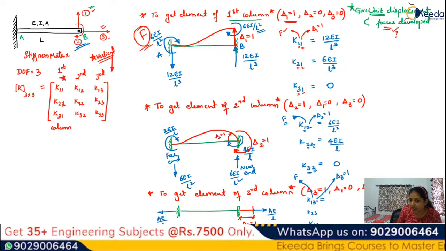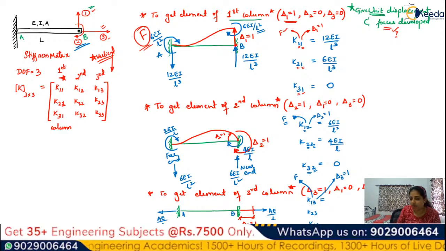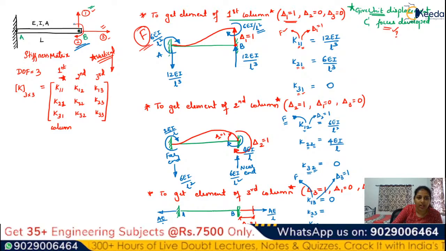So what is K13 meaning? Applying unit displacement in third coordinate and seeing what are the forces developed in the first coordinate. And what is first coordinate? Vertical reaction here. So at this point B, there is no vertical reaction developed because of this displacement. So force will be 0. So here it will be 0. Then again, what is 2, 3 meaning? Applying unit displacement in third coordinate and seeing what is the force developed in the second coordinate. What is second coordinate here? It's a moment. So no moment will be developed. So that will also be equal to 0.